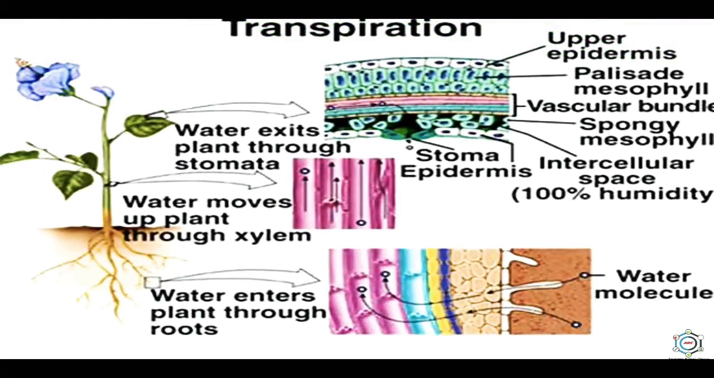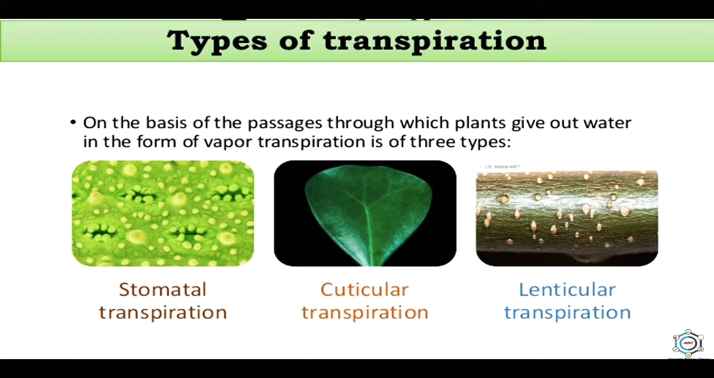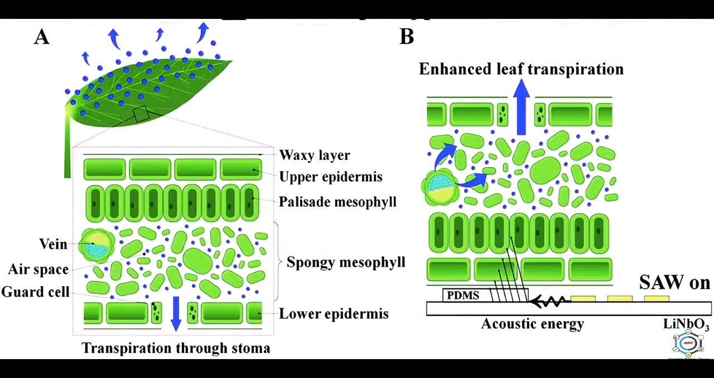In transpiration, the water eventually is released to the atmosphere as vapor via the plant's stomata, which are tiny, closable pore-like structures on the surface of leaves. Overall, this uptake of water at the roots, transport of water through plant tissues and release of vapor by leaves, all this is known as transpiration. On the basis of the passage through which the plant gives out water in the form of vapor, transpiration is of three types. First is stomatal, second is cuticular, and the last is lenticular transpiration.